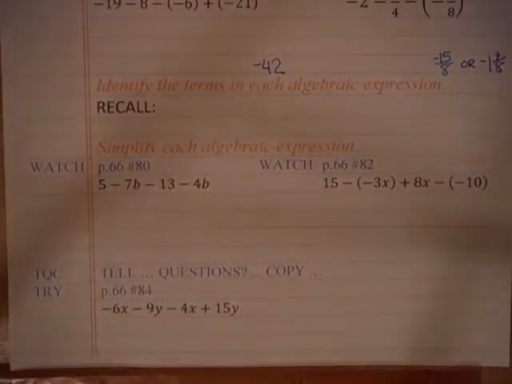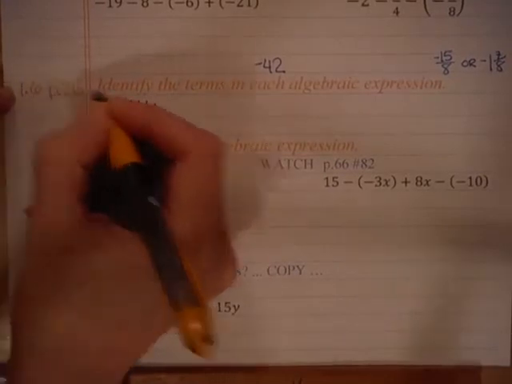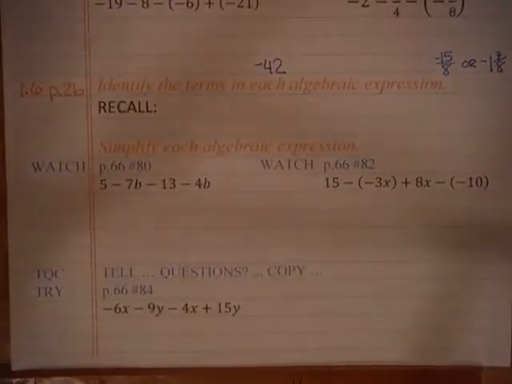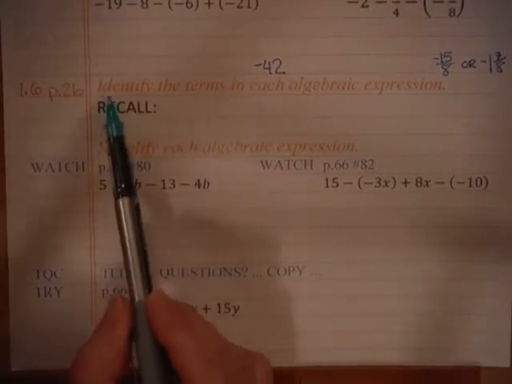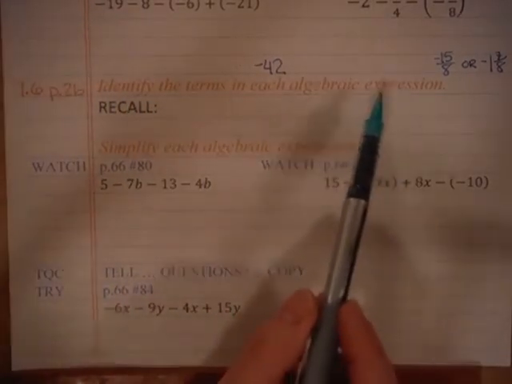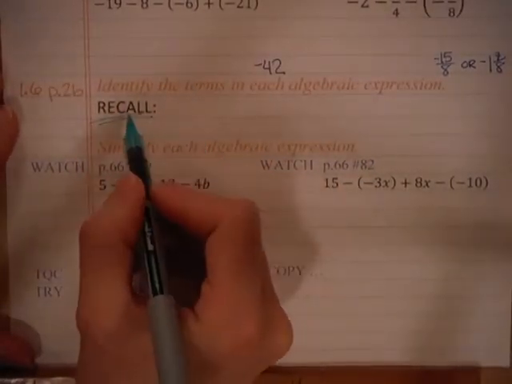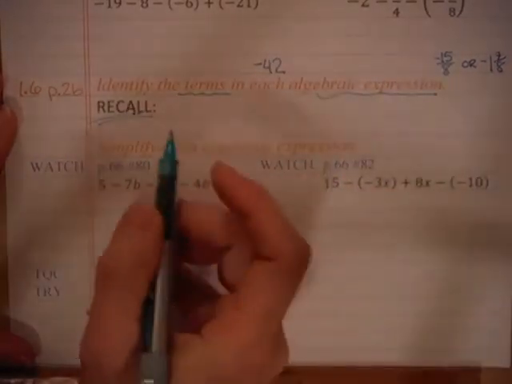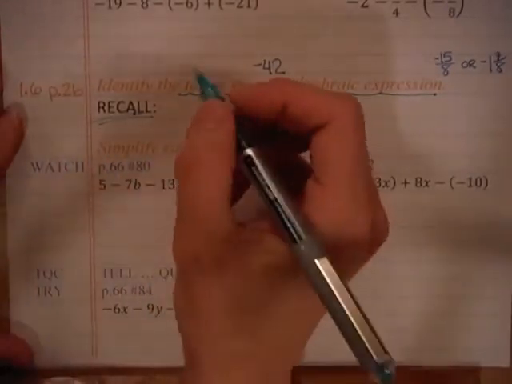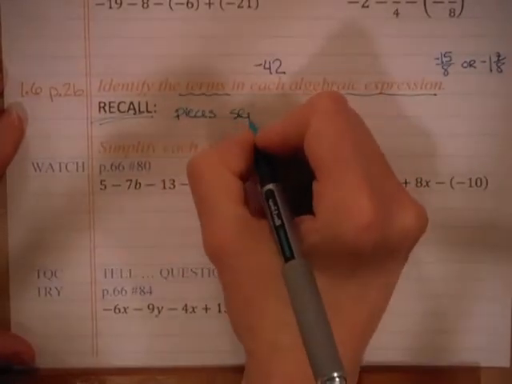We are here at the bottom of page 2 for section 1.6, the notes. At a certain point in the assignment, you'll hit a couple of problems, just a couple, where the instructions read like this: Identify the terms in each algebraic expression. And here's a great chance for a recall opportunity. In other words, if you don't remember what the word terms means in an algebraic expression, now's your chance to learn it real quick. We talked about earlier in the chapter that these are pieces of the expression.